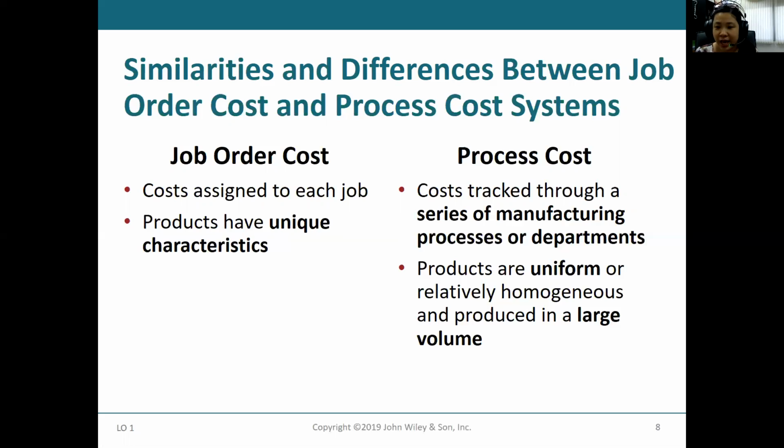And for the process costing system, the cost will be assigned to each process or each department. So we want to know how much it costs for that process, how much it costs for that department. And normally the products are uniform. This means they are similar and we produce them in a large quantity.